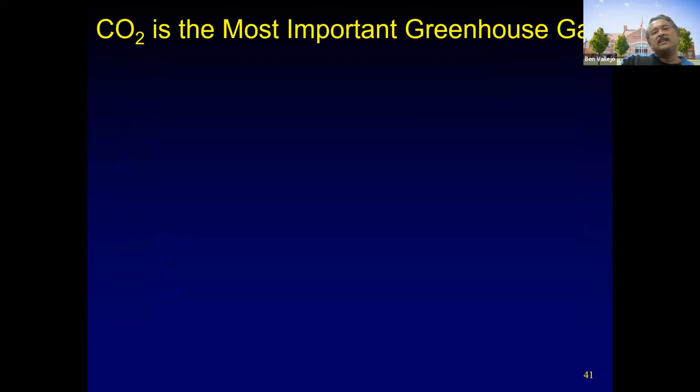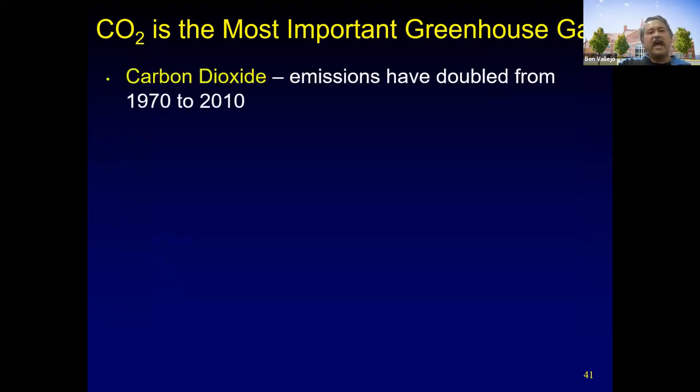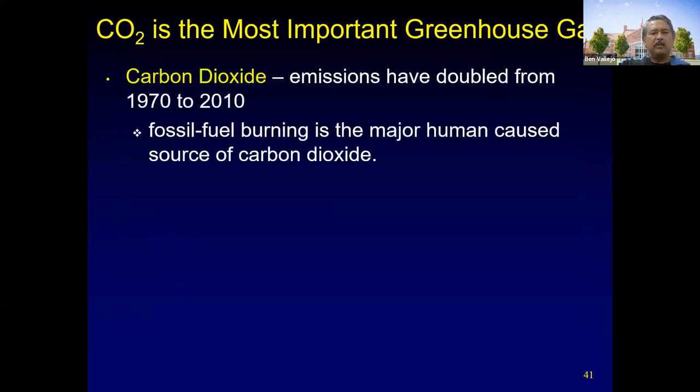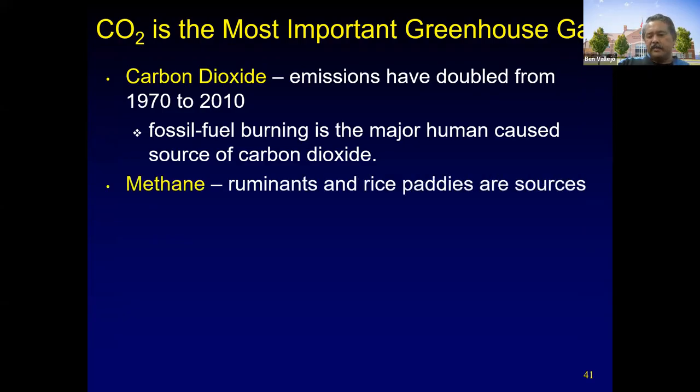Carbon dioxide is the most important greenhouse gas, but it's not the only one. Carbon dioxide is released from the combustion of fossil fuels. But we also know that methane is a big contributor to greenhouse gases. Methane is a greenhouse gas that contributes to climate change.